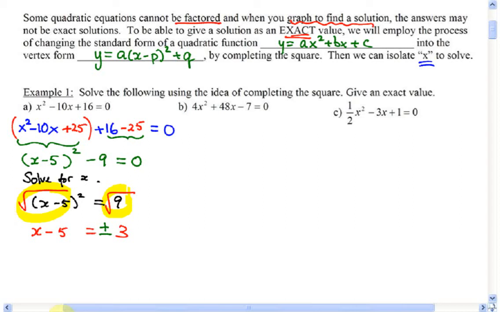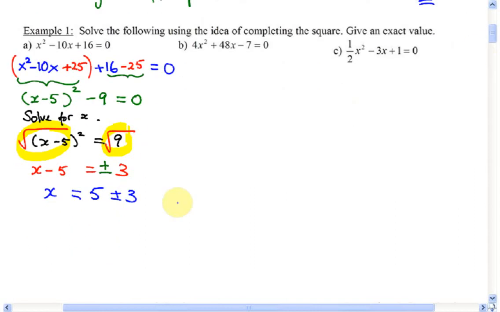Now let's go ahead and continue to solve. We'll isolate x by moving the -5. So 5 plus or minus 3. And that just means there are two answers, right? What's 5 plus 3? 8. What's 5 minus 3? 2. There's your answer. Now, this method of solving is called solving by completing the square.